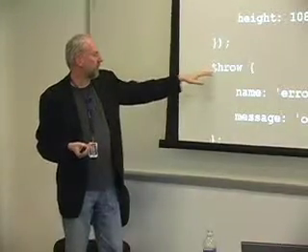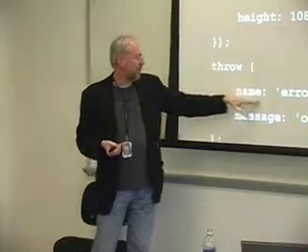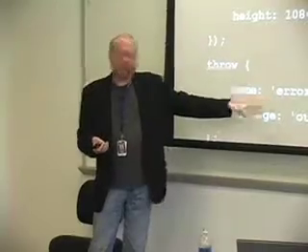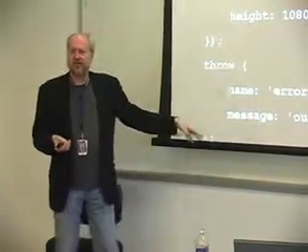Or here again, I'm going to throw an exception. An exception object should have a name, type, and a message. I can just make it dynamically. I don't need to create a constructor or call a constructor to throw an exception.